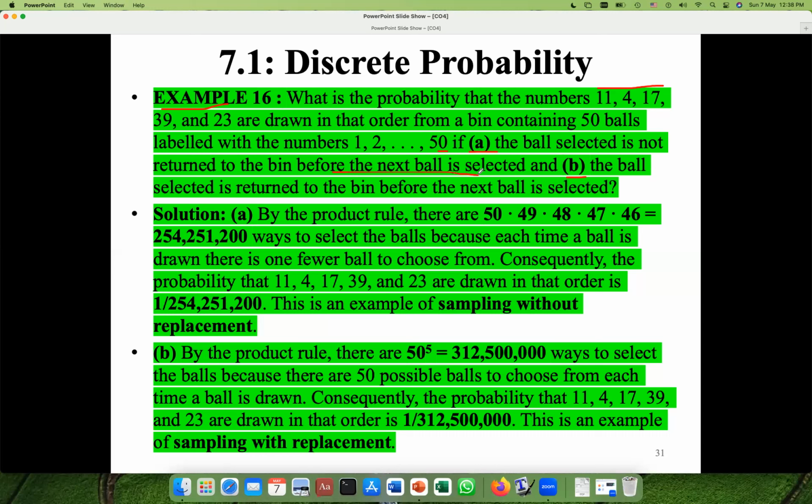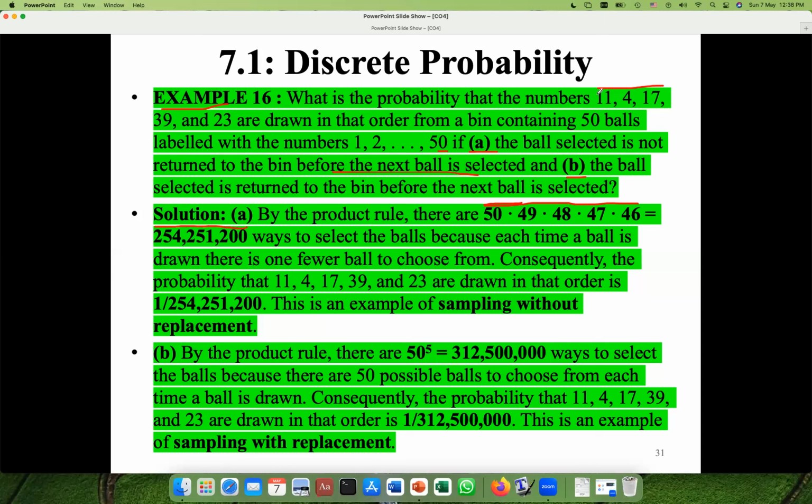Successful or not? Keep it here. What is left? 47. So when you draw first, it is 50. By the product rule again, you have to calculate the total number of outcomes possible with respect to these 50 balls. First time you have 50 options, then 49, then 48, 47, 48. When you multiply them, these are the different ways.